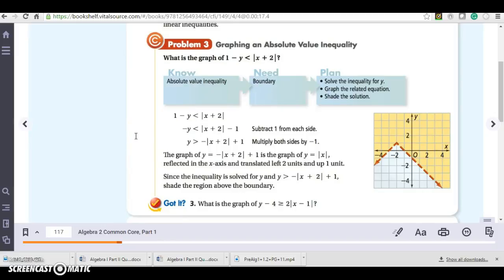Okay, let's take a look at problem 3, graphing an absolute value inequality. It says, what is the graph of 1 minus y less than absolute value of x plus 2? Well, first of all, I need to make sure that I have y on one side. So I need it to be in y-intercept form.